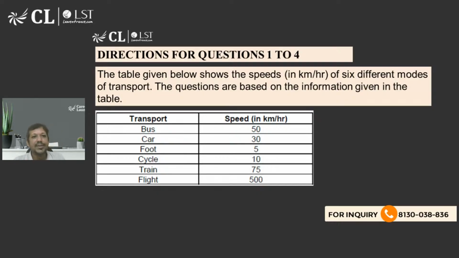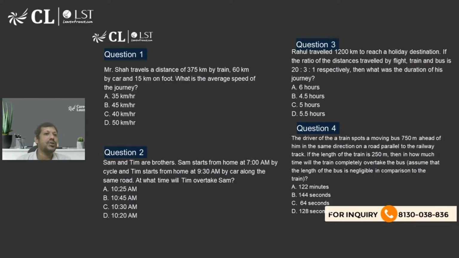Now let's see what it says. It says a table given below shows the speeds in 6 different modes. So basically it says that speed of bus is 50, speed of car is 30, speed on foot is 5, cycle 10, train 75, flight 500. So this random information is given to us. Now what we are going to do with this random information, I don't know. So let's directly move to the questions.